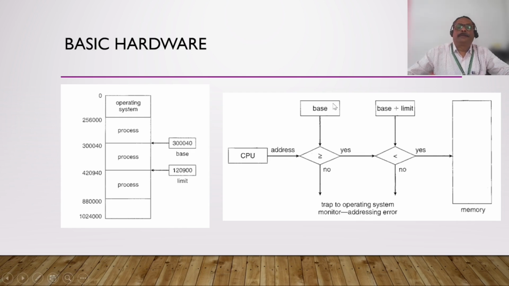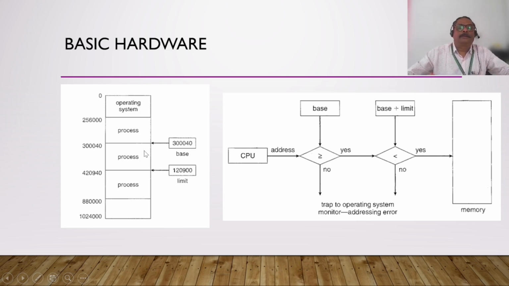It says go to the fourth location, then we have the base address. So is it above that base? If yes, go in. So if we are talking about some location, then that location is above the base. If yes, we are talking about that process, and then verify that base plus limit, this plus this, is 420940, if it is within that. So if you are going to access any location within these two limits, then it will be above the baseline and below this line, then access the memory.